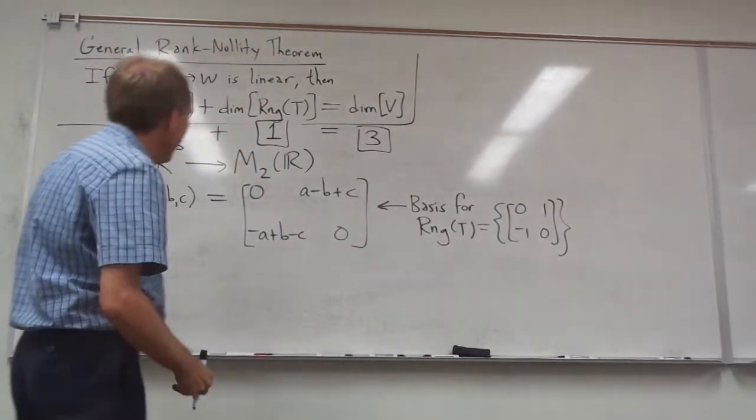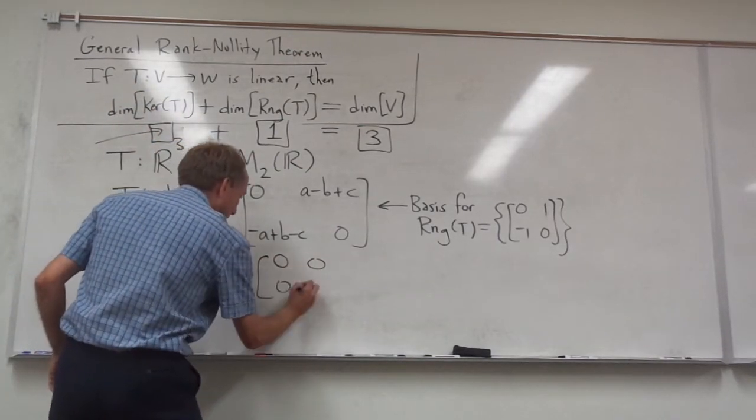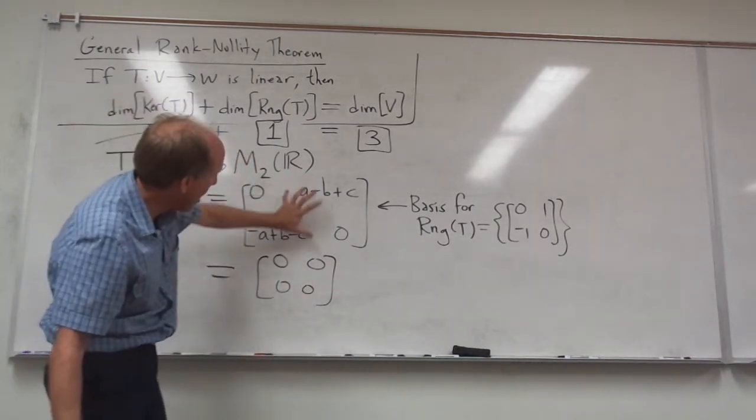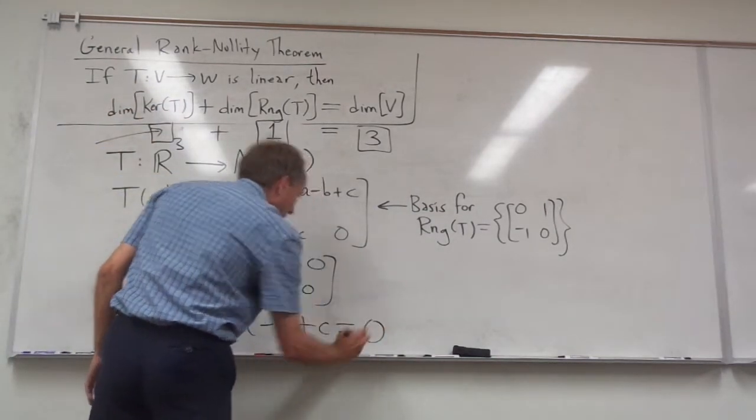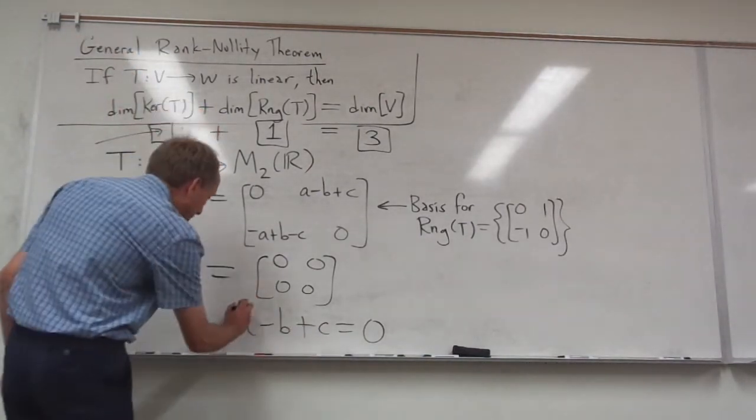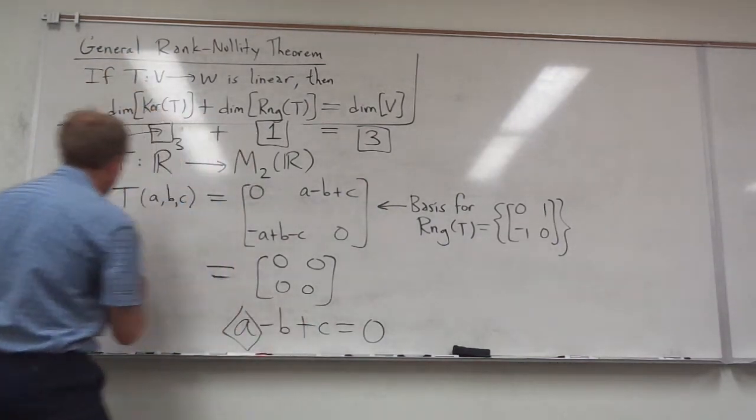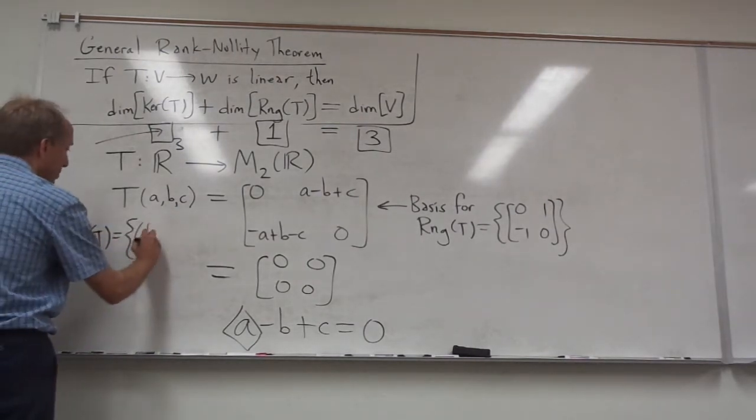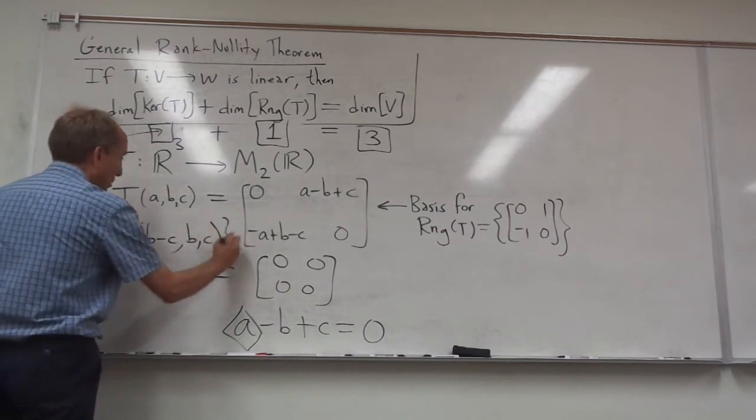Let's check that. How do we do the kernel? We set the output equal to the 0 vector. And when you equate these matrices, you set the output equal to the 0 vector, you find out that A minus B plus C has to be 0. Sure enough, B and C are free variables, and A is simply B minus C. So your kernel of T, you could literally just write it as B minus C, comma, B, comma, C, such that B and C are real numbers.